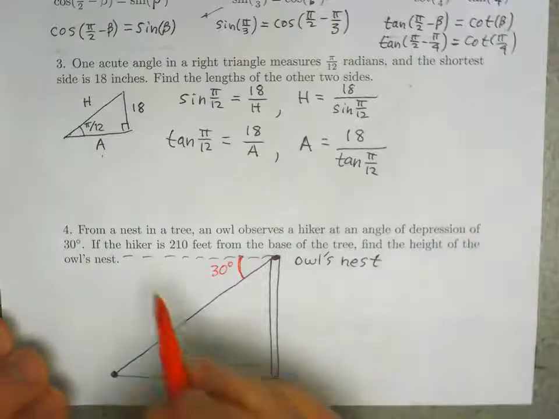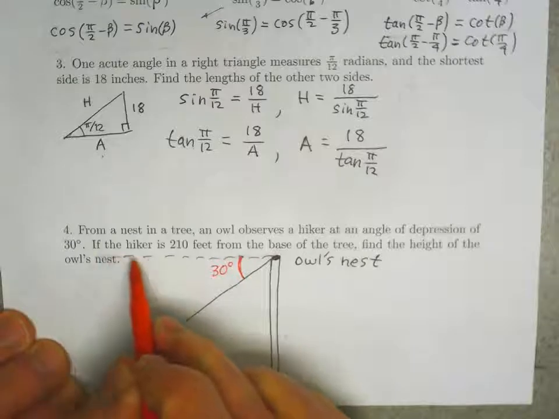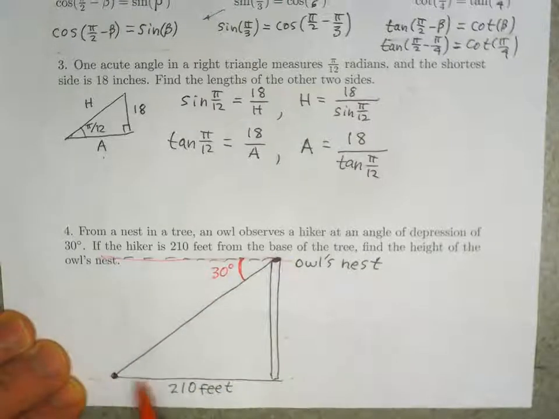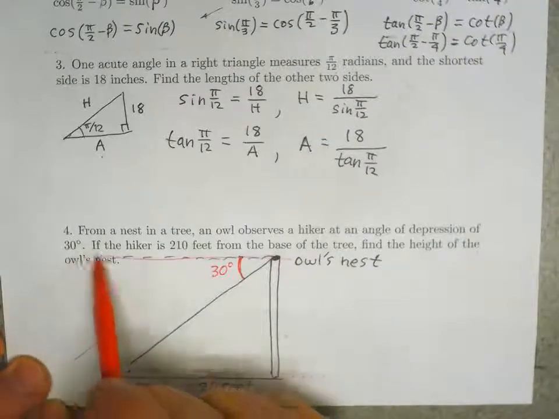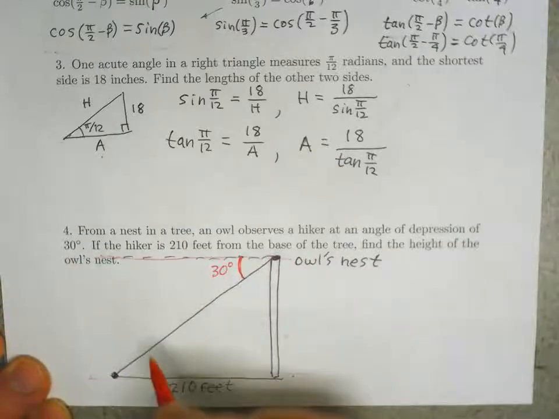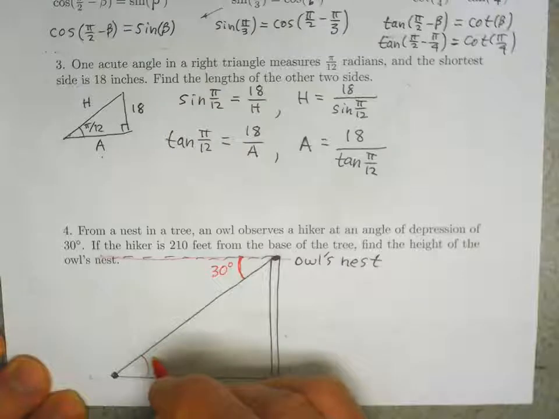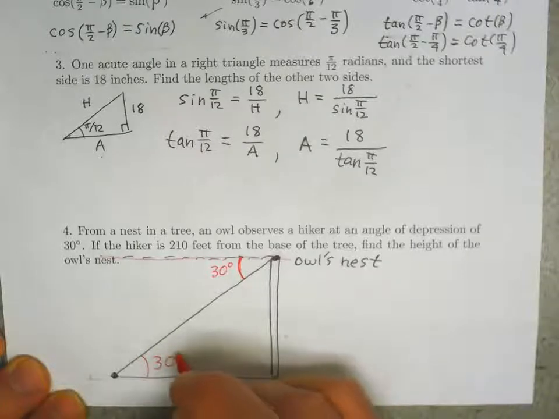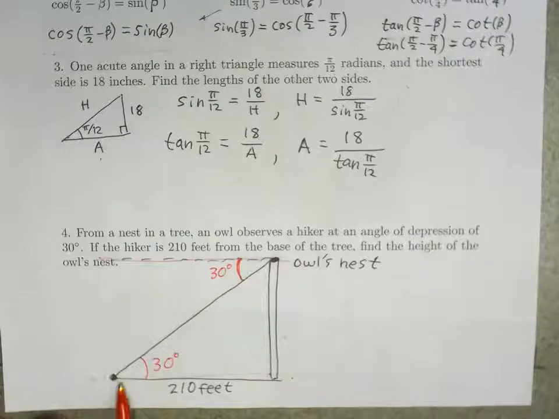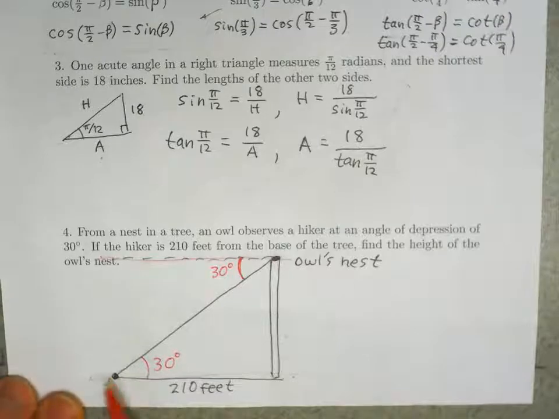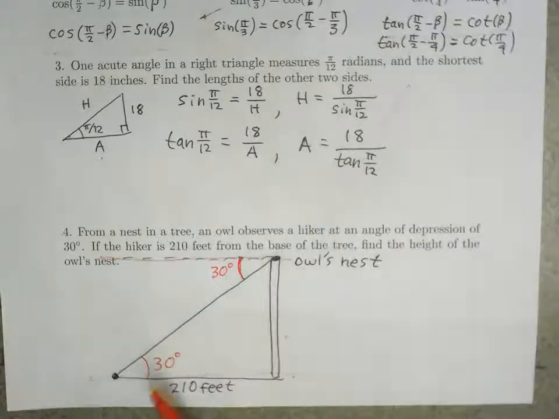Well, you might remember from geometry, if you have two parallel lines, then alternate interior angles are congruent. So from the hiker's perspective, looking to the owl's nest, we have an angle of elevation of 30 degrees.